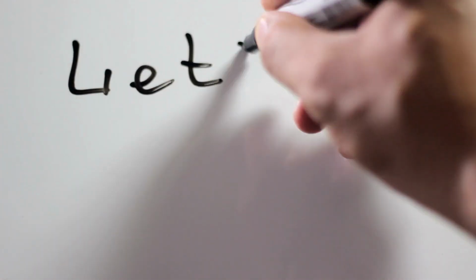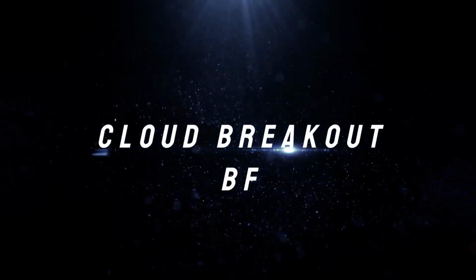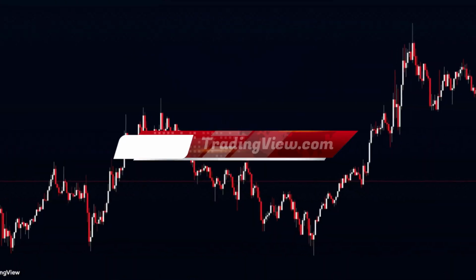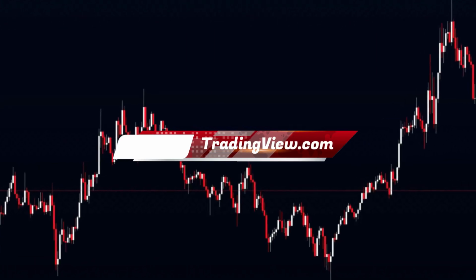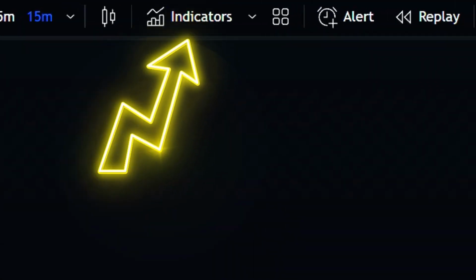Alright, let's dive in and get started with our first indicator called Cloud Breakout BF. First things first, open up a TradingView chart. It doesn't matter if it's Forex, crypto, or stocks, whichever floats your boat. Once you've got that up, you'll see an indicators option at the top of the screen. Go ahead and give that a click.